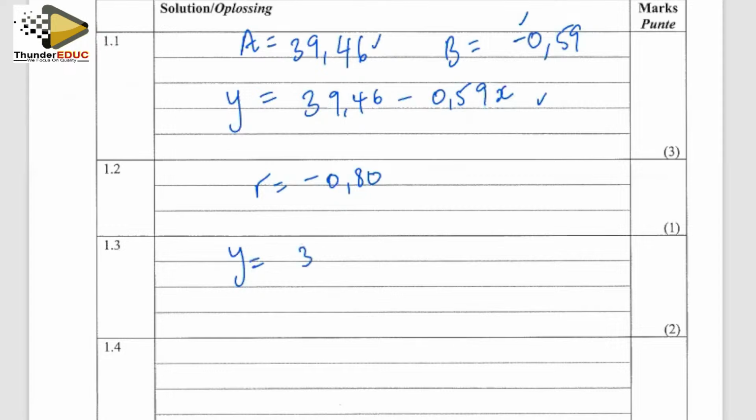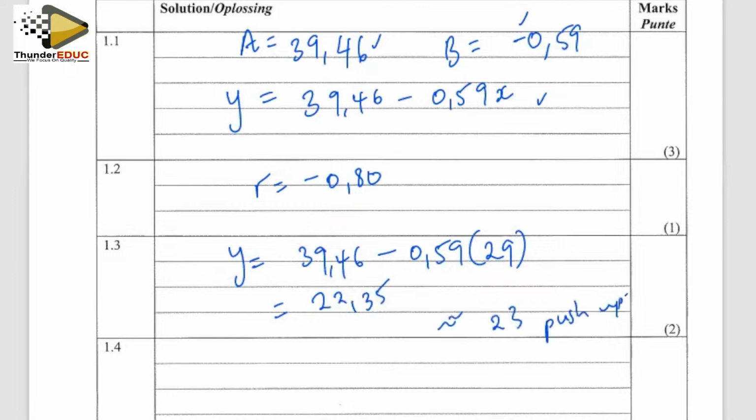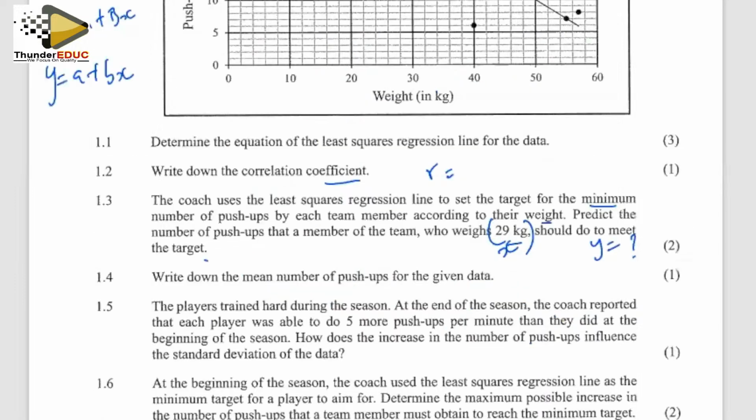So Y is going to be 39,46 minus 0.59, and we are multiplying this by 29. When I punch that into my calculator, that's 39,46 minus 0.59 times 29. That gives me 22,35. We can just round this off, maybe someone must do 23 push-ups, since push-ups are a countable quantity and not necessarily measurable.